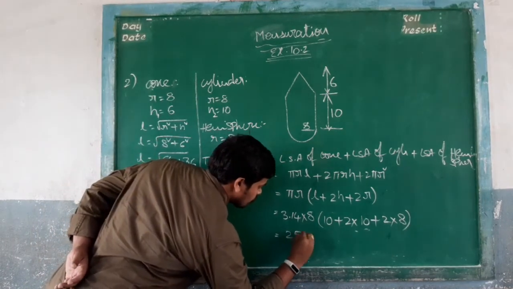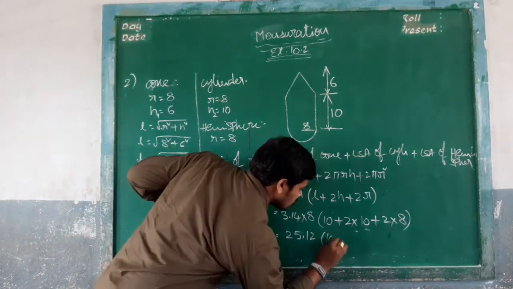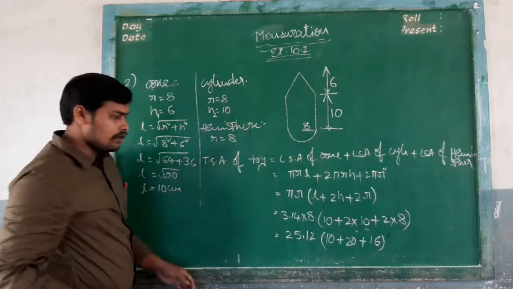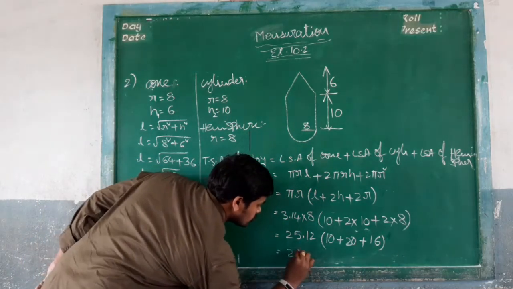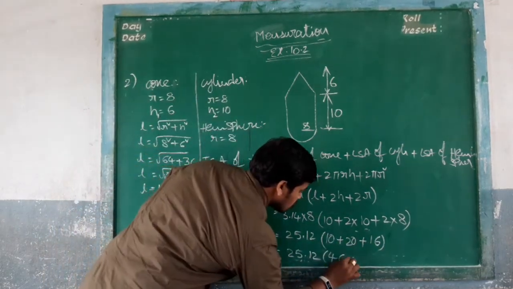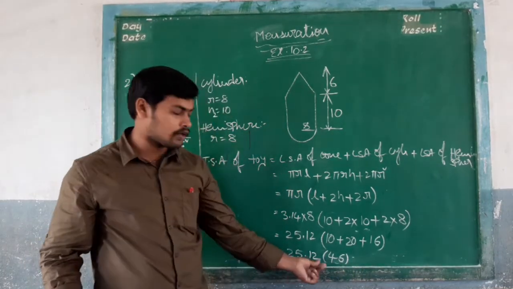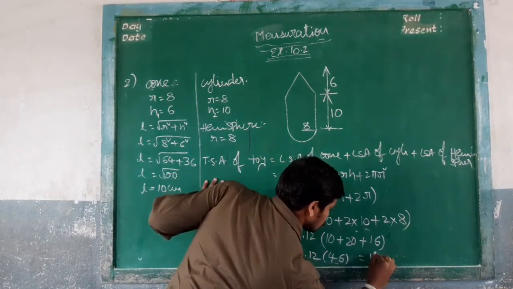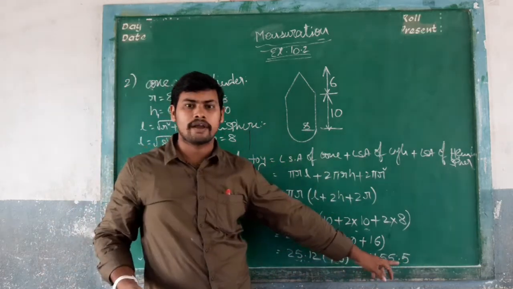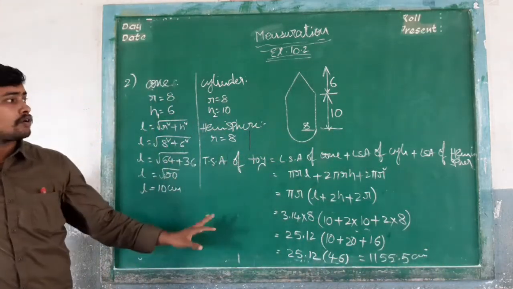So 3.14 into 8 equals 25.12, times 10 plus 20 plus 2 into 8 which is 16. So 25.12 into 46, that equals 1155.5 centimeter square. This is all about the lateral surface area.